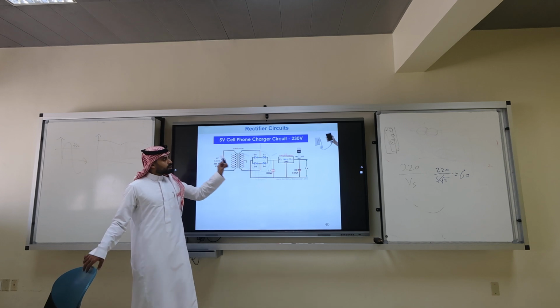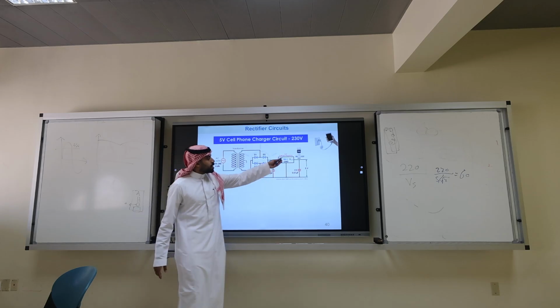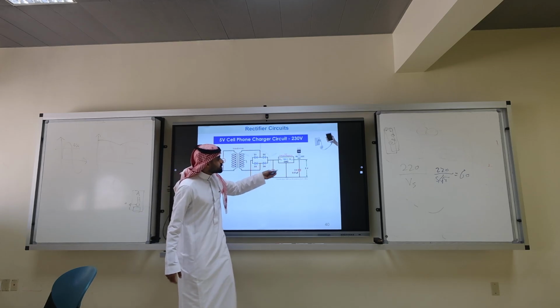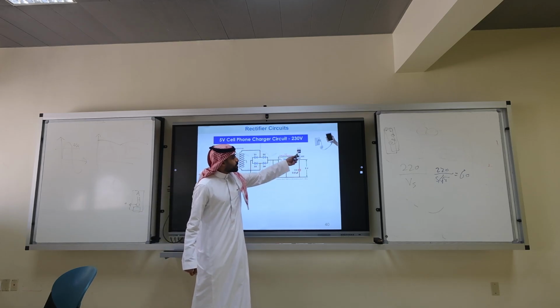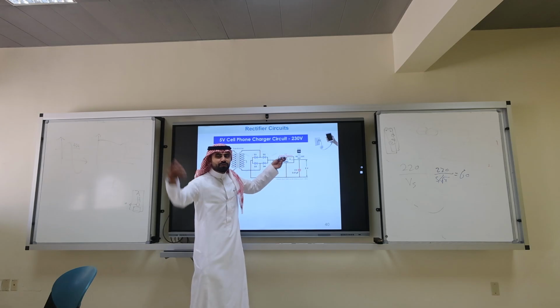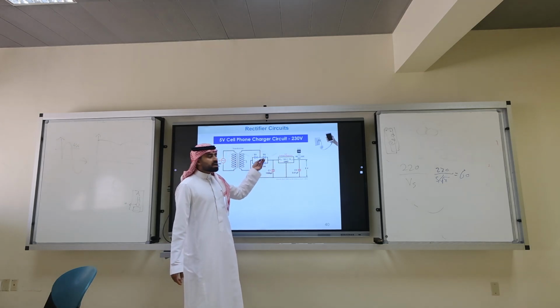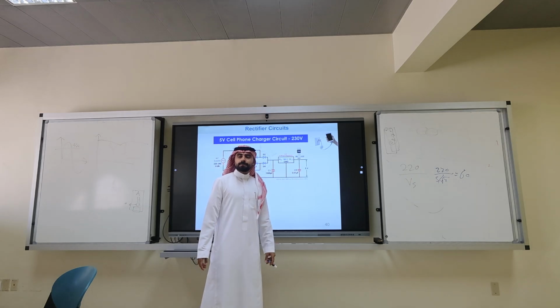Memorize this circuit. It is a transformer, full bridge or full wave rectifier, regulator, smoothing capacitor, filter. What is a regulator? Zener. Zener diode. At the end, the Zener diode will give you 5. Even if you get 4, 3, the Zener will give you 5. Do you know Zener diode?